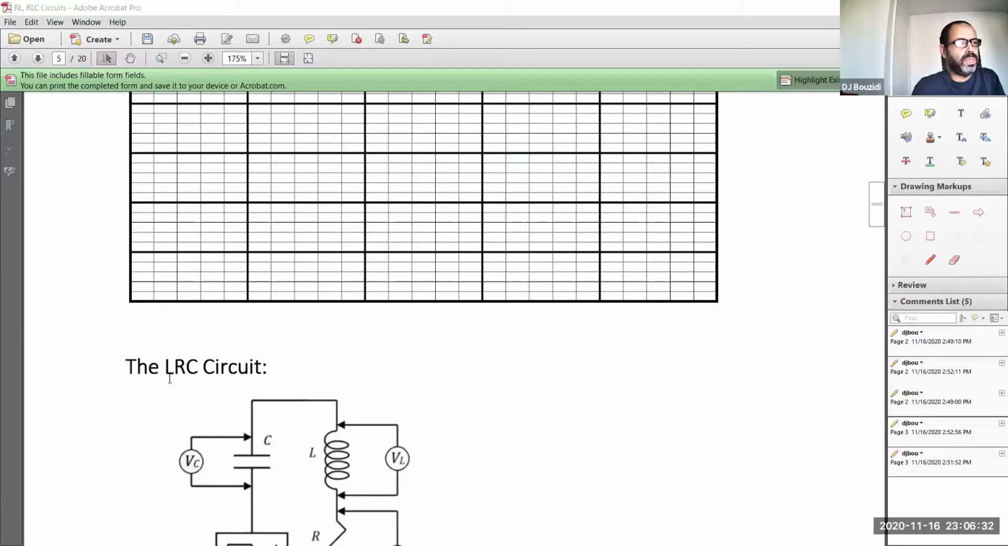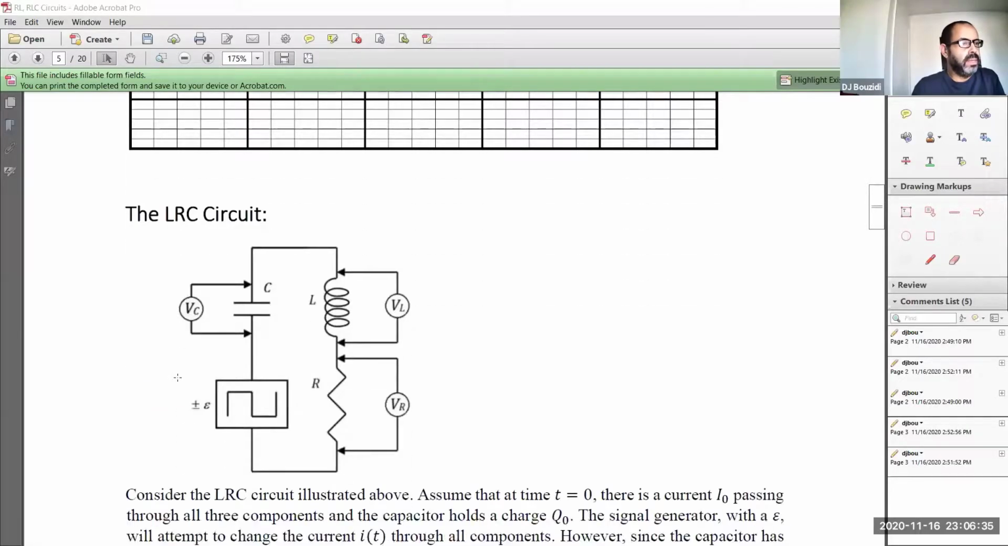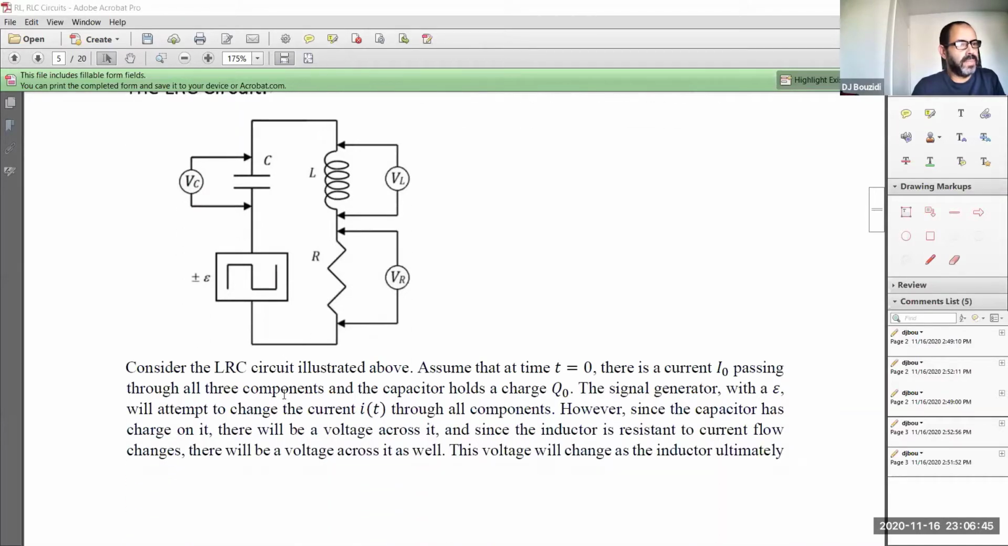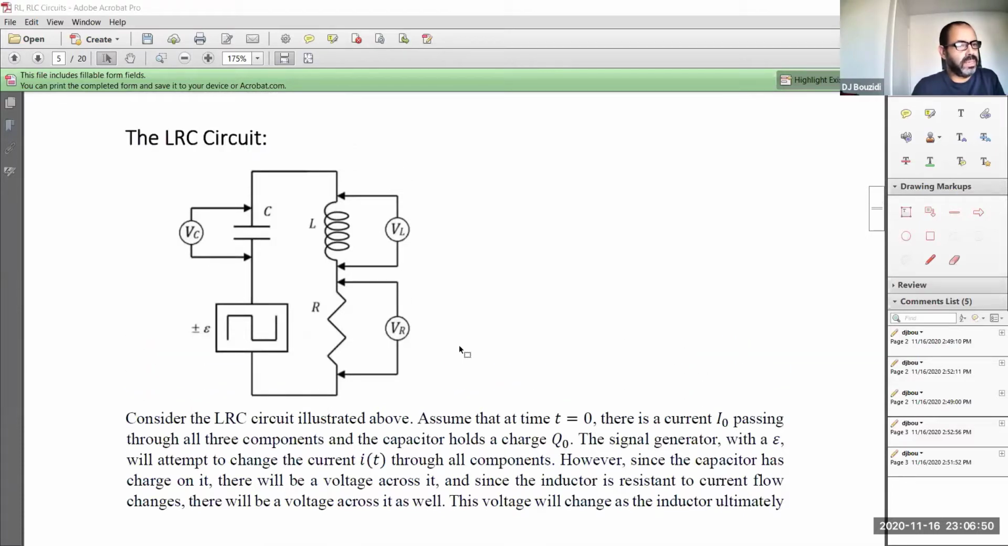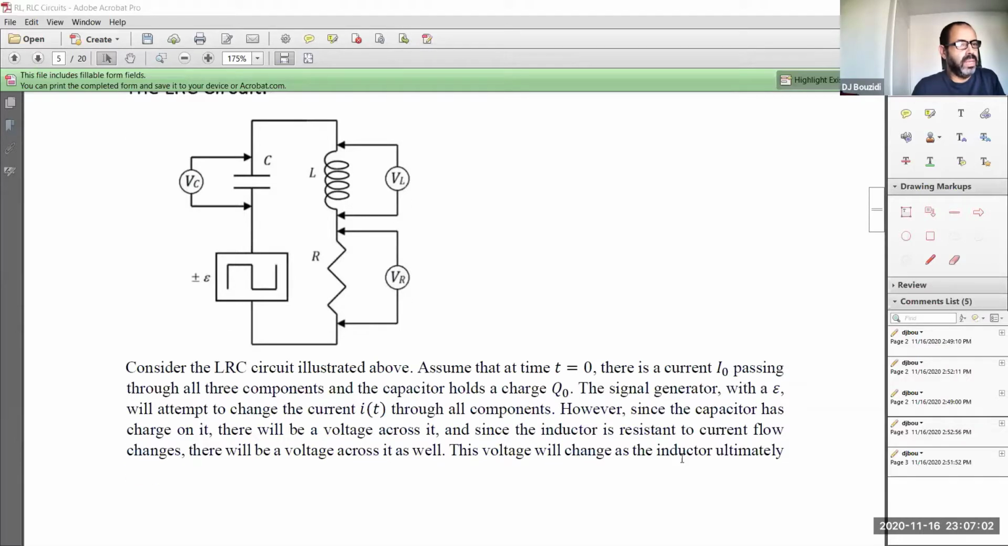Okay, so let's get into the second part of the lab, which is the LRC circuit. So again, we have a source in here. We have a capacitor now, an inductor, a resistor, and a source that is steady state in this case. Again, we're assuming at t equal to 0 there is a current I naught in the circuit, and there is a charge Q naught in the capacitor. So this is a little bit more general than the one I did in class earlier. And the EMF is epsilon, okay?